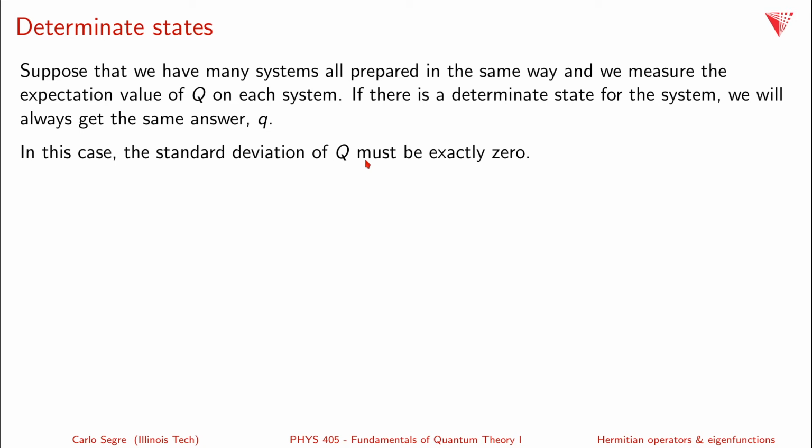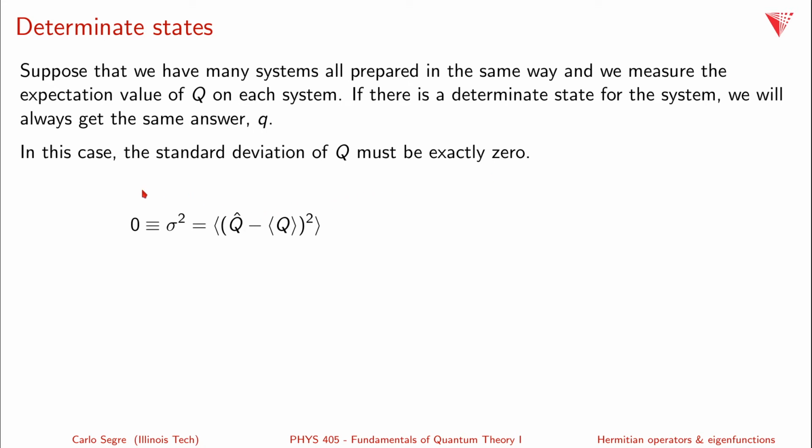If you prepare all the systems in the ground state of the infinite square well, and you measure the expectation value of q on all these systems, you will get the ground state energy, or whatever property, energy, momentum, whatever, you will get the ground state value for that.